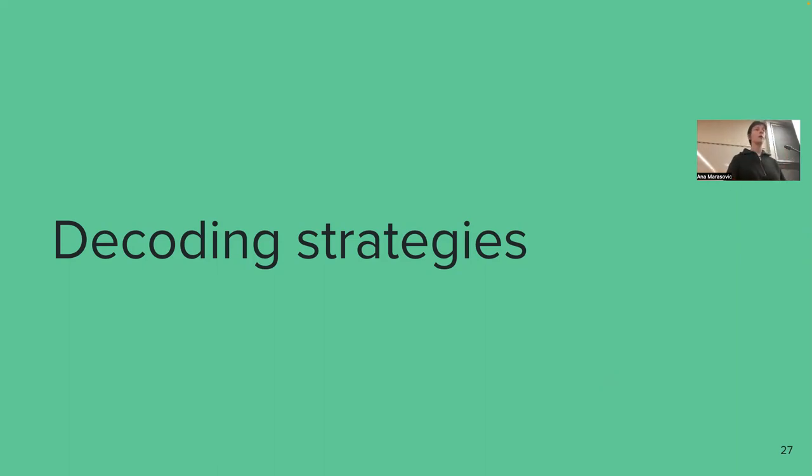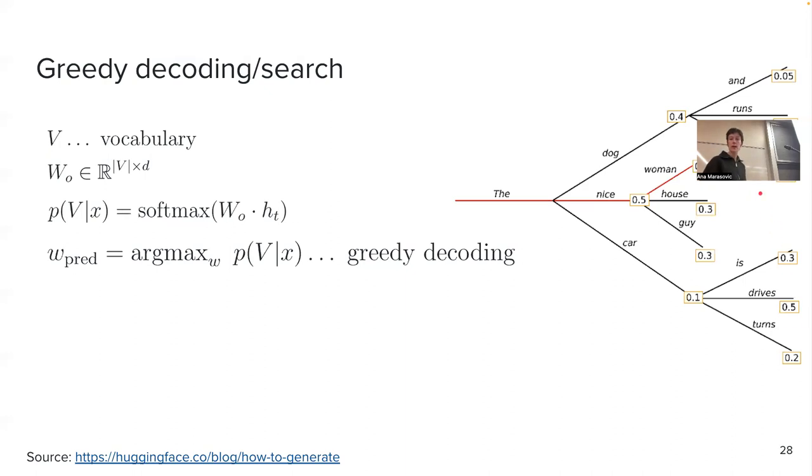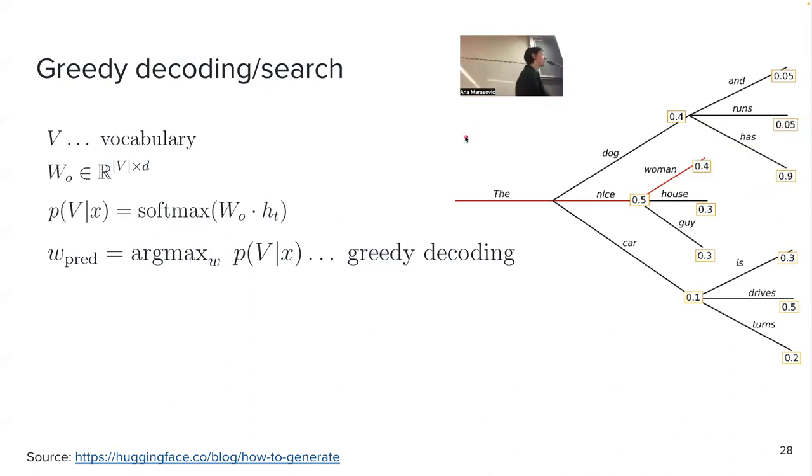So first, regarding decoding strategies, the simplest one I have already mentioned is greedy decoding, where once you have your probability over the vocabulary, you take whatever word has the highest probability associated with it and display that word. So you're taking argmax the same way you did with classification. So here we have "the", and then there were three top words: dog, nice, and car with probabilities 0.4, 0.5, 0.1, and you will predict nice because nice has the highest probability.